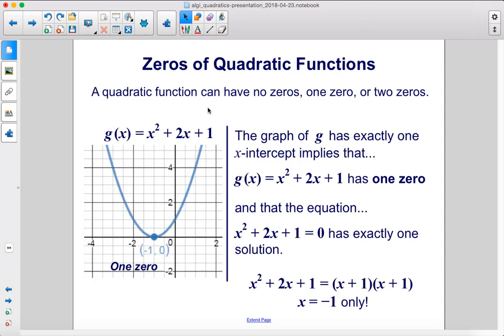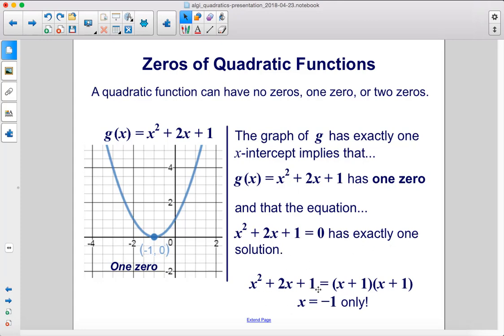A quadratic function can have no zeros, 1 zero, or 2 zeros. Here we have the graph of x squared plus 2x plus 1. It has exactly one x-intercept right here at (-1, 0). And so that shows that the function g of x equals x squared plus 2x plus 1 has 1 zero, and that the equation x squared plus 2x plus 1 equals 0 has exactly one solution.